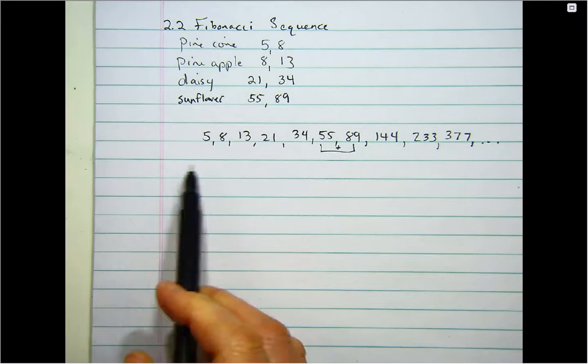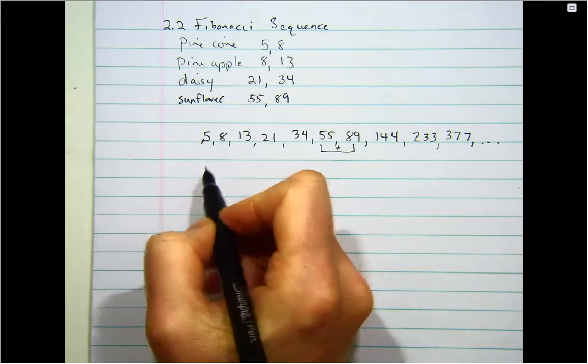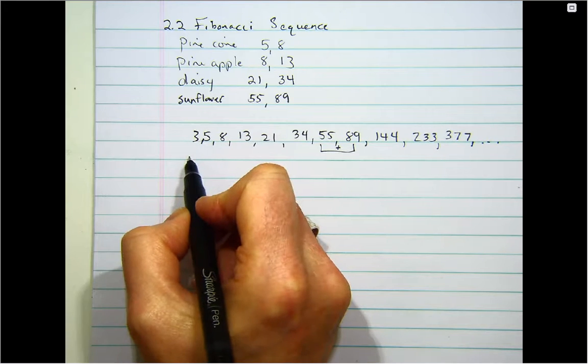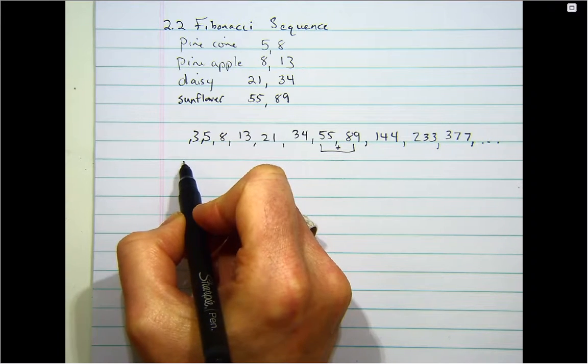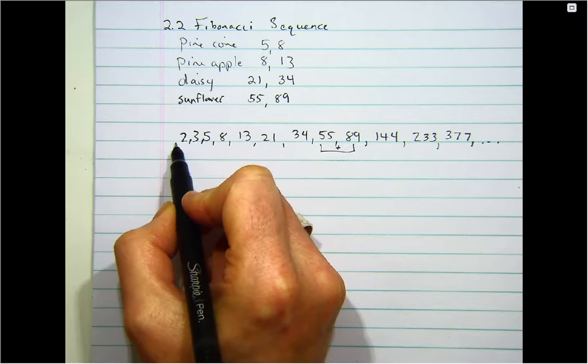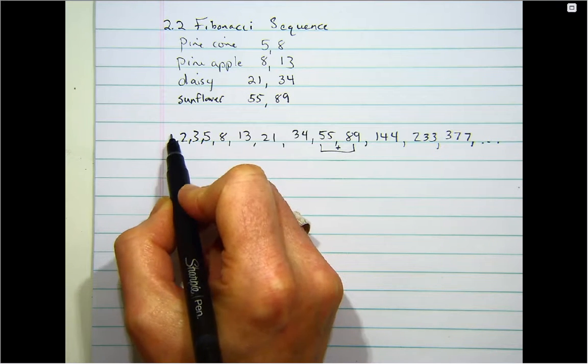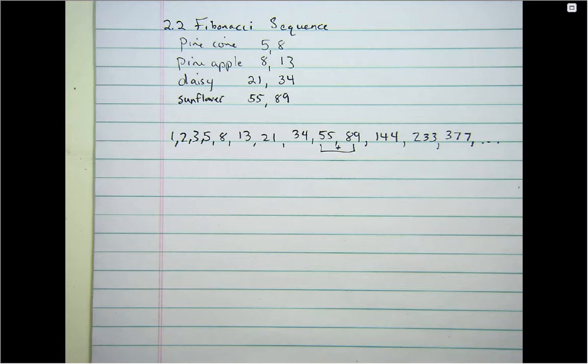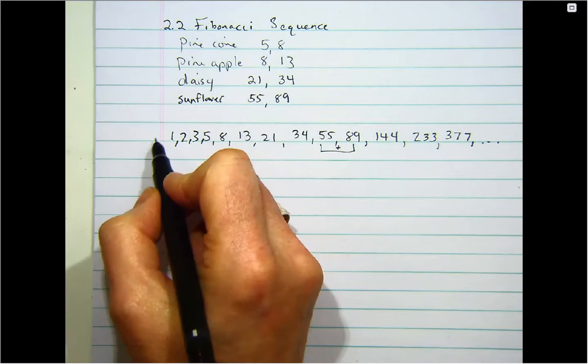What about the other direction? What would come before the 5? 3. Good, because 3 plus 5 is 8. And before the 3? 2. Good. 2 plus 3 is 5. Before the 2? 1. 1 plus 2 is 3. And before the 1? 1, because 1 plus 1 is 2.